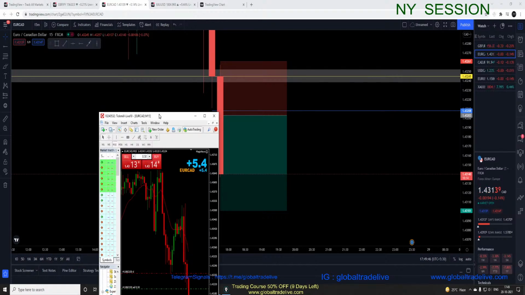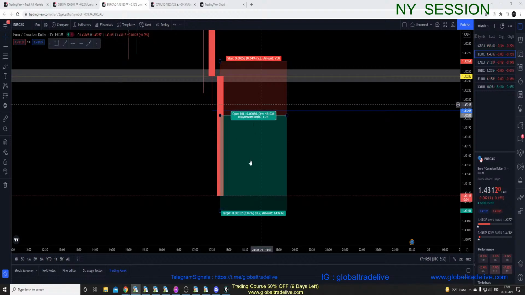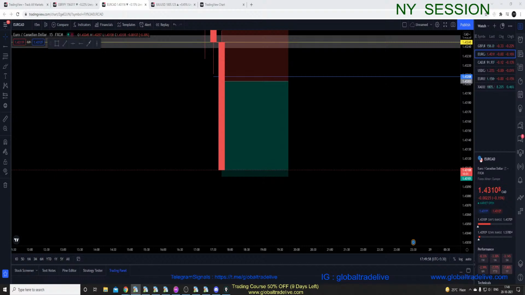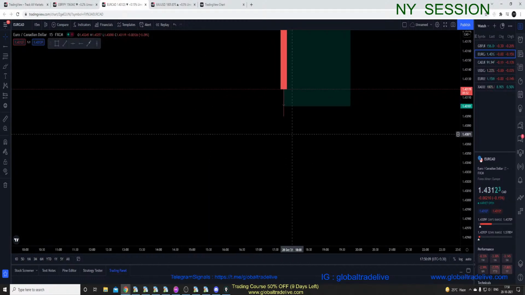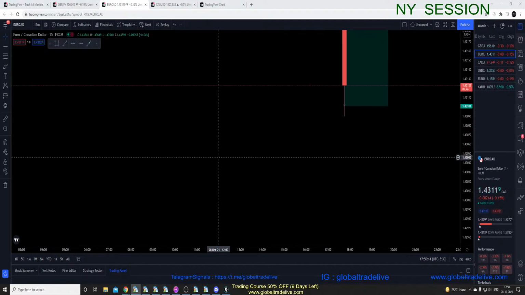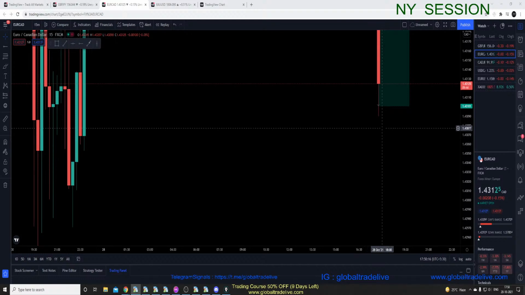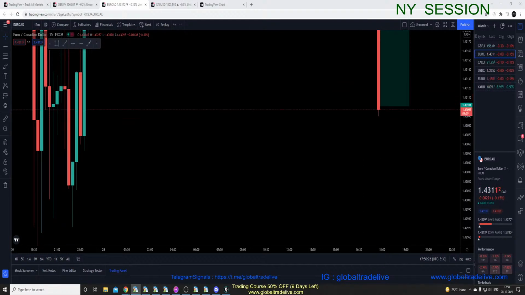Look here, 6 pips touched at this point, 7 pips, 7.3, 7.6, about to reach 10 pips. It did reach 10 pips, but I didn't close at that point. I think it should be moving down to this level. 8.3 over here, 9.5.